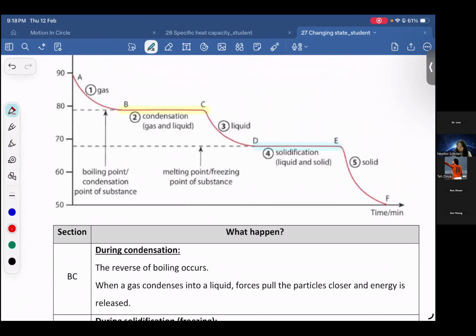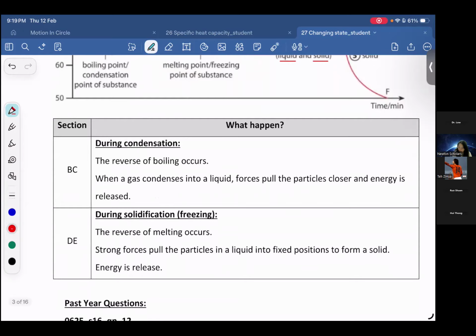Okay, so DE is solidification, liquid plus solid. Point D here is still all liquid. Point C is also liquid. Then they will start to have liquid plus solid here, until point E, where it fully becomes solid. For solidification, they also release energy. They will pull the particles to the fixed positions to form a solid. In this process, energy is released.